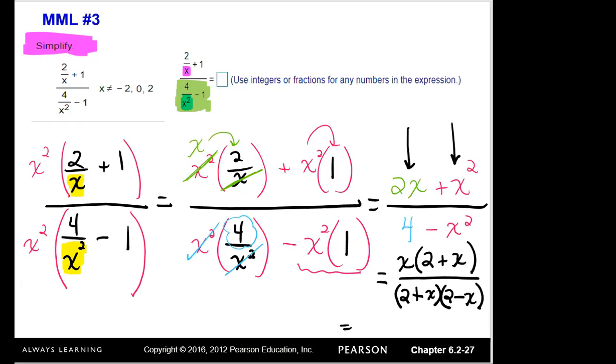And then at this point, my 2 plus x on the top will cancel my 2 plus x on the bottom, so that all I'm left with is an x in my numerator and a 2 minus x in my denominator. And that's my answer there.